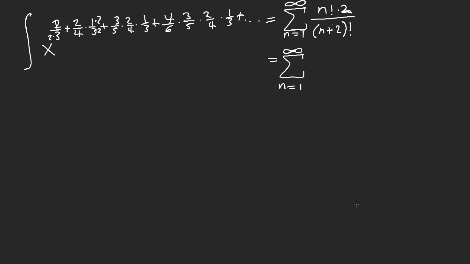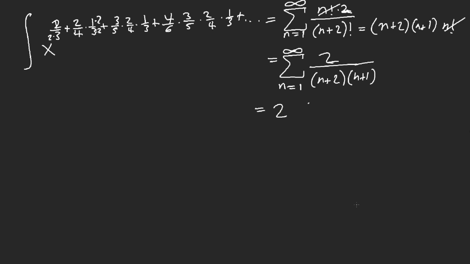n equal to 1, right? We have 2. This is n plus 2 factorial, which is equal to n plus 2 times n plus 1 factorial. So this n factorial and n factorial cancels out. So we are left with 2 over n plus 2 times n plus 1. Whenever you see something like this, just do partial fractions. It's a lot easier to look at because it's more likely to be a telescoping sum. So n plus 2, n plus 1. Just do the Heaviside method. Negative 2, negative 1, negative 1, 1.